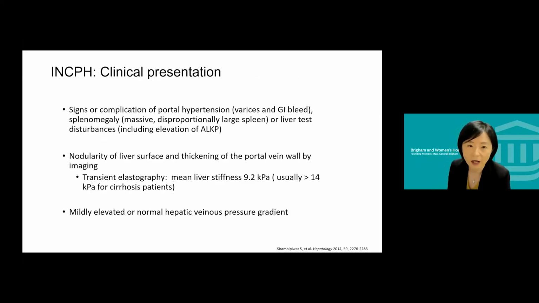So clinically, of course, there are signs of portal hypertension, such as varices and a GI bleed, large spleen, and abnormal liver enzymes, including abnormal alkaline phosphatase. And by imaging and a gross examination, the liver surface appears nodular. And also by imaging, you may see thickening of the portal vein wall. If there is an elastography done, the patients will show increased liver stiffness, although not as high as cirrhosis. And depending on where the obstruction or disease involves the portal vein system, these patients may or may not have an increased hepatic venous pressure gradient.